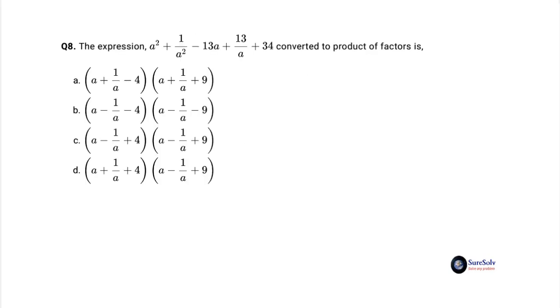The obvious method to factorize the given expression is to express it as a suitable quadratic expression in terms of a plus 1 by a or a minus 1 by a. By suitability we mean a quadratic expression that can be factorized easily. On further examination the choice becomes clear. The given expression is a square plus 1 by a square minus 13a plus 13 by a plus 34 equal to a minus 1 by a whole square minus 13 times a minus 1 by a plus 36.